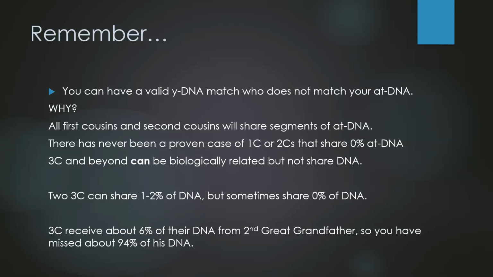So we're going to go back to some of the things that you've learned about in your basic genetics and your autosomal testing. All first cousins and second cousins will share segments of autosomal DNA. There's never been a proven case of first or second cousins that share 0% of autosomal DNA. Now, third cousins and beyond can be biologically related to you, but not share DNA with you. So two third cousins can share 1 to 2% of DNA, but sometimes they share 0% of DNA. So there's a wide range of how your third cousins can match you, and that has to do with how the DNA is recombined.